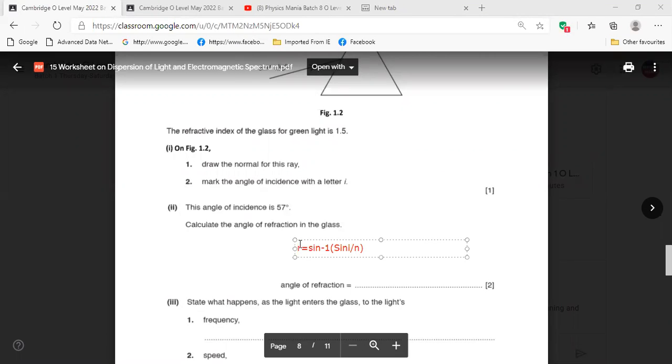So look here, the formula for angle of refraction, you write it on your copy now. Question number 1, D2. r equals sine inverse of sine i by n. Then you put the values. What is the value of i given here? 57, right? Yes, sir. And what is the value of refractive index? 1.5.